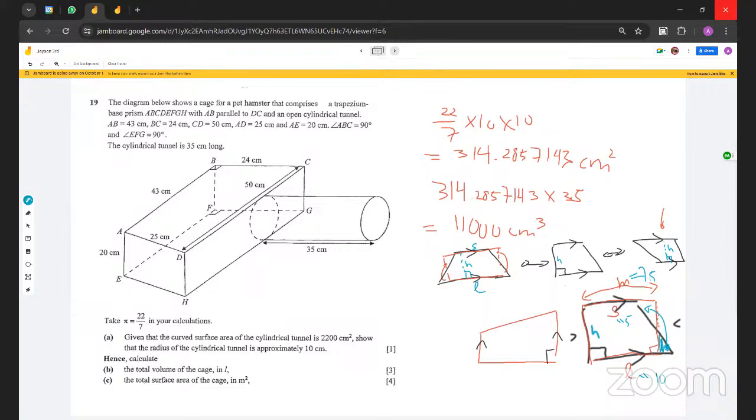Now, do you know how the formal formula for trapezium looks like? The formal formula for area of trapezium looks like half S plus L times the height. Look at that. Why would the formula be like this? Because half S plus L simply means the average of S and L, the medium.